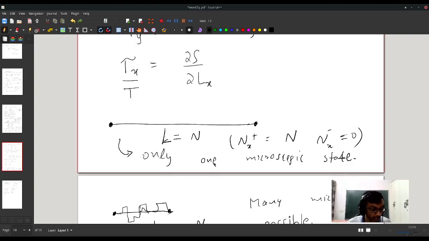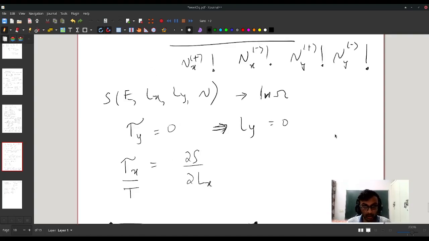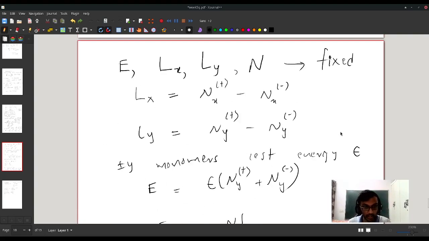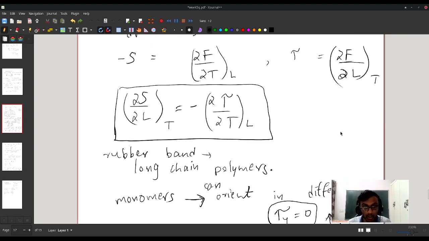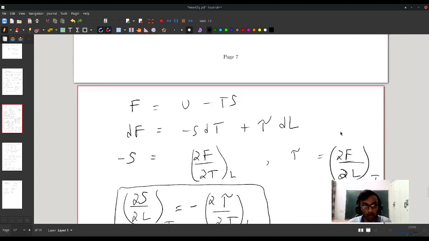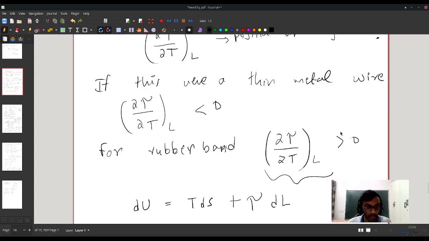So this model of the rubber band explains, at least, this phenomenological observation. This is one example of trying to understand the phenomenology from a simple microscopic model. Hopefully that made some sense.